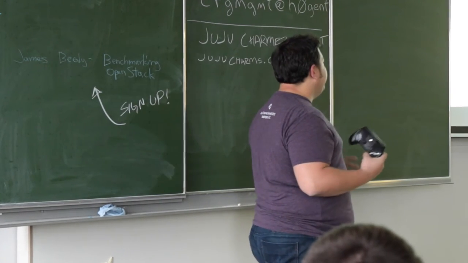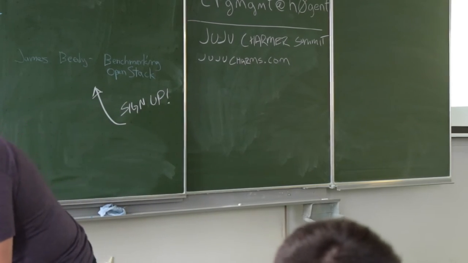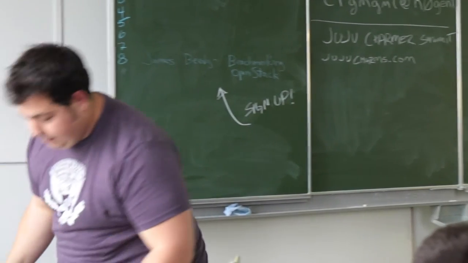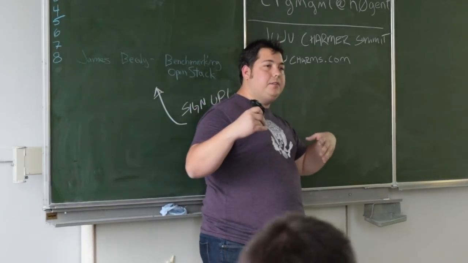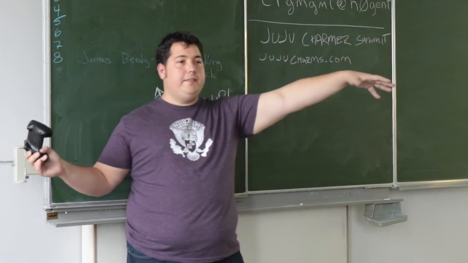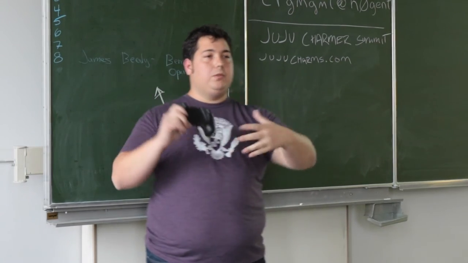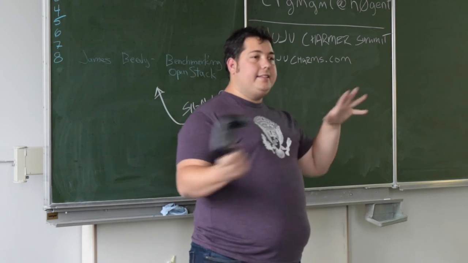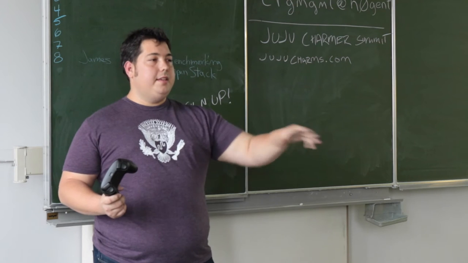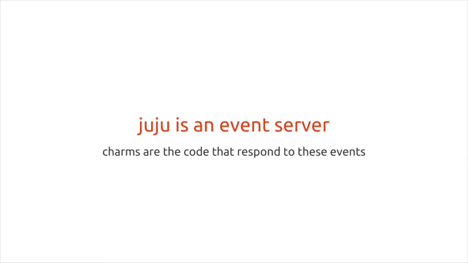So to really grasp how charms connect to everything, sorry, it's getting a little jittery. It's good to know that Juju is a lot of things, but at its heart, it's basically an event server. It's taking either input from a user or input from applications in your deployed environment, and translating that to events that need to run on an application or set of applications or a set of tools. Things like, I need to scale these things, or you need to run this set of tasks now. So Juju's managing this as an event. It's blasting out these events, and charms respond to those events.